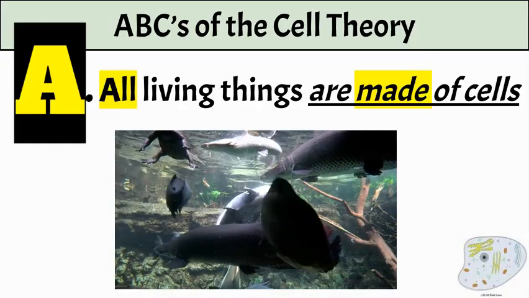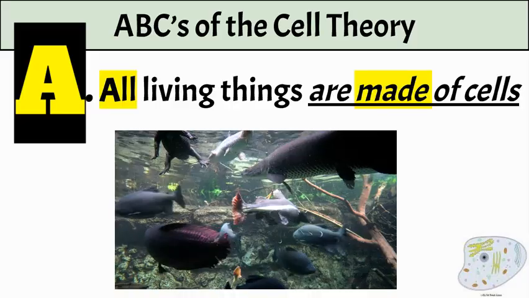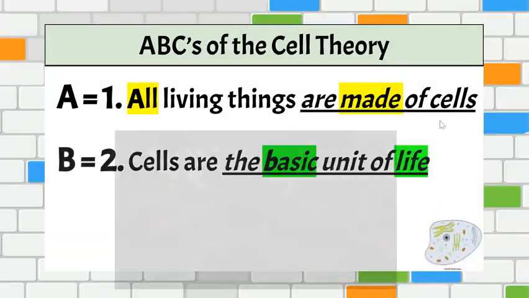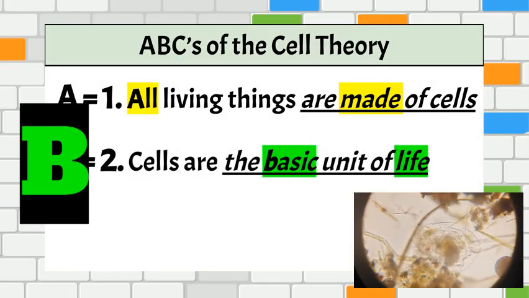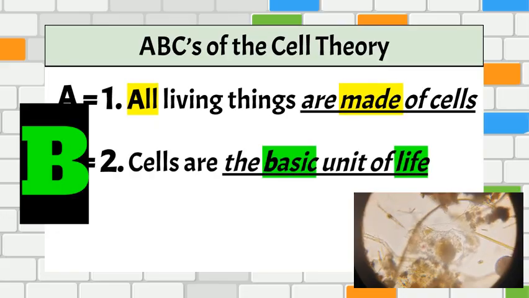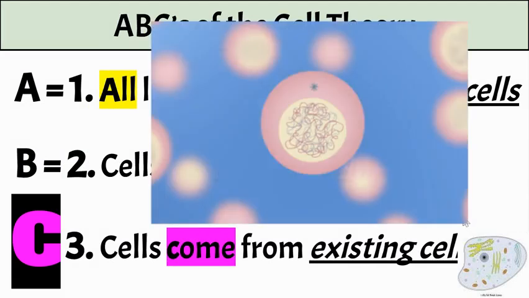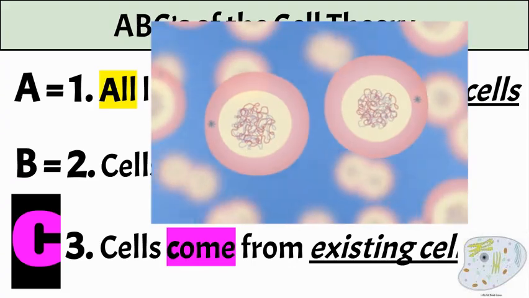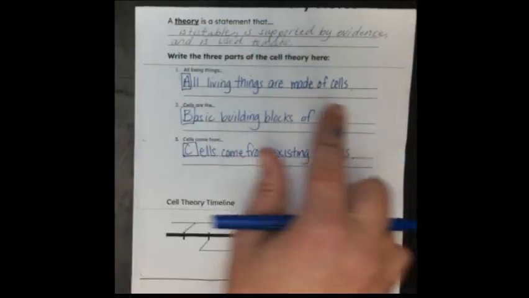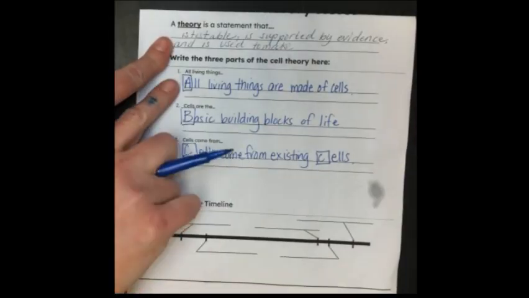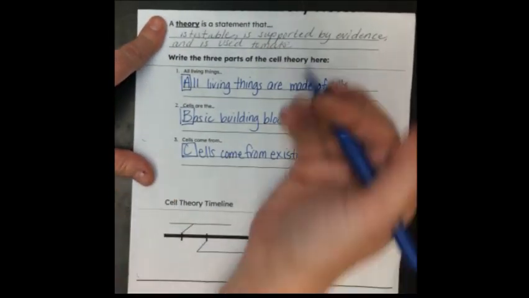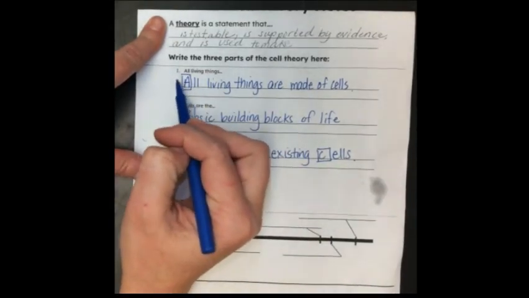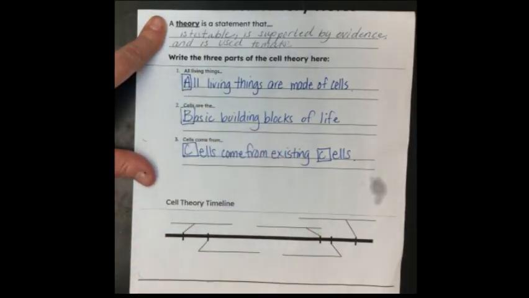A, all living things are made of cells. Knowing the ABCs of cell theory helps me remember the 3 main parts. B, or part 2, cells are the basic unit of life. B for basic. C, or part 3, cells come from existing cells. Now, one cell gives life to another cell. All right, so you'll see that I wrote down my notes to help me remember the ABCs of cell theory. I highlighted or put circles around the A, B, and C, all, basic, and cells.